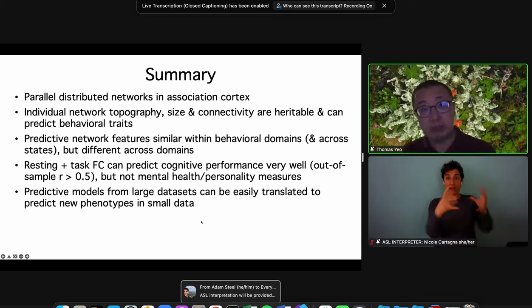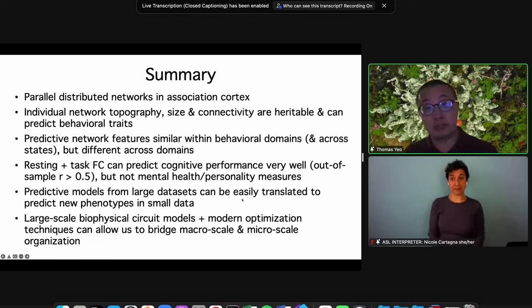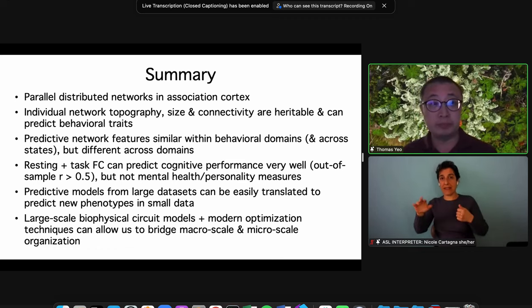To achieve high prediction performance, we need large data sets. And the good news is that predictive models from large data sets can be translated to predict new phenotypes in small data. By combining large-scale circuit models with modern optimization techniques, we can estimate the local synaptic parameters of biophysical models. This presents a possible way to bridge macro-scale brain organization as measured by non-invasive brain imaging with micro-scale organization as measured by invasive studies, whether it's in ex vivo specimens or in non-human animal models.